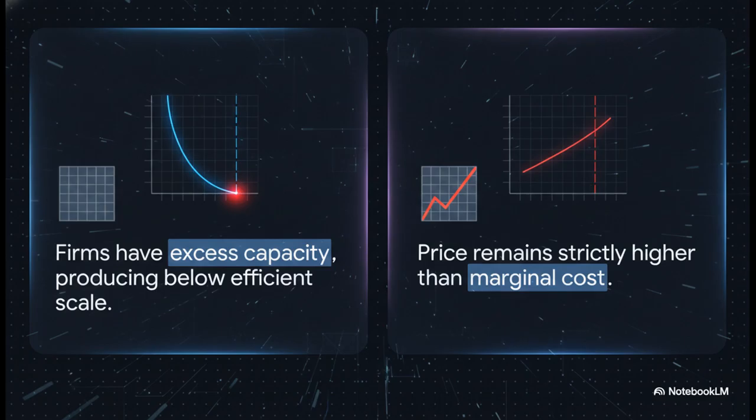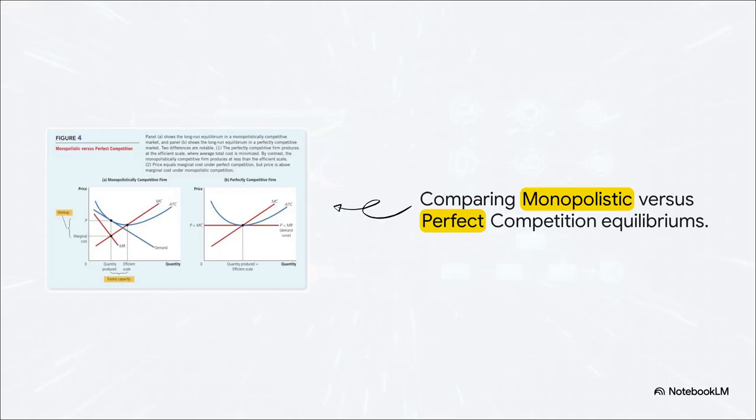They could produce more and lower their average cost, but the only way to sell that extra product would be to drop their prices. Second, they maintain a markup. Even though their profits have been driven to zero, the price tag they slap on the item always exceeds the marginal cost of making one more unit. And you can really see the contrast when you put them side by side.